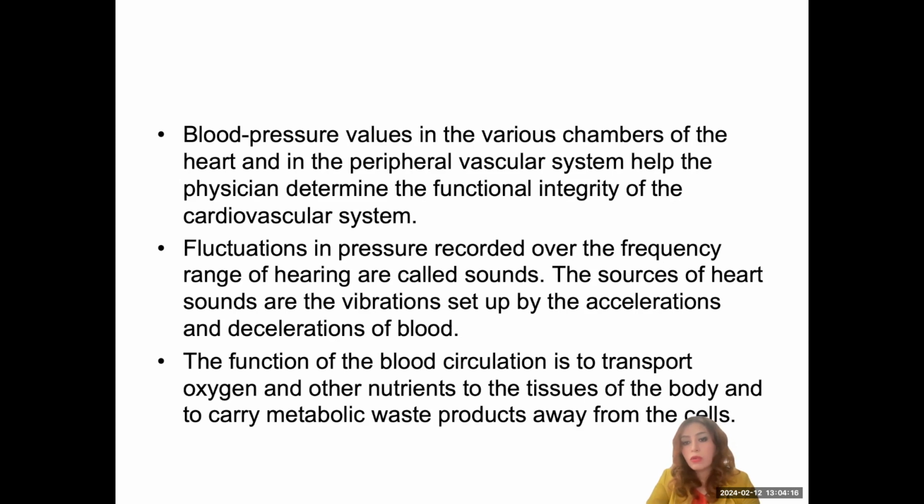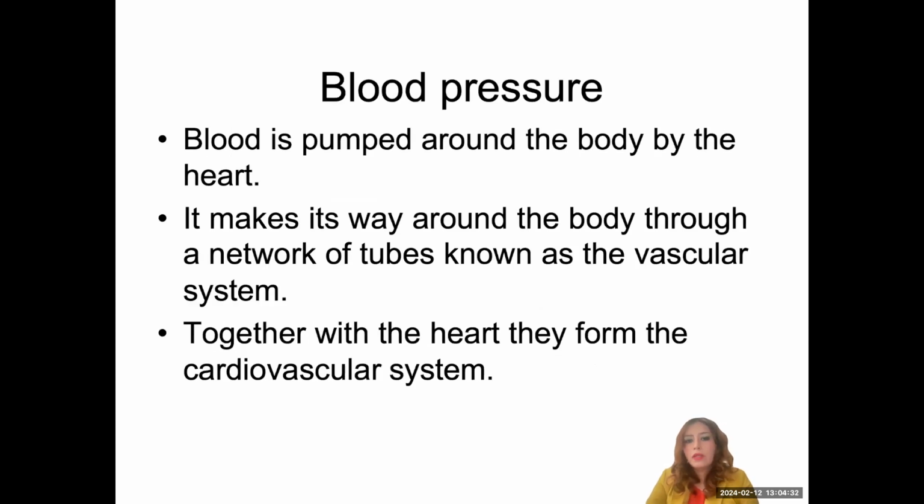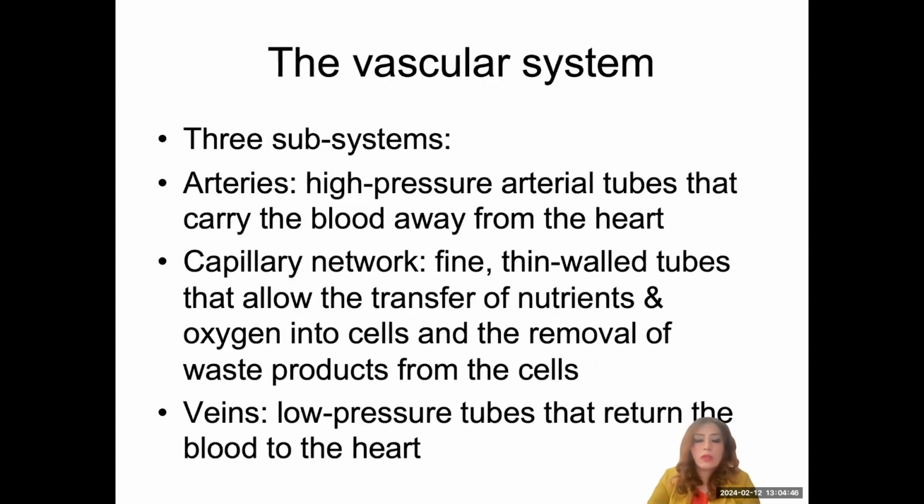The function of blood circulation is to transport oxygen and other nutrients to the tissues of the body and to carry metabolic waste products away from the cells. We know that. Blood is pumped around the body by the heart. It makes its way around the body through a network of tubes known as the vascular system. Together with the heart, they form the cardiovascular system. To remind you, I add that. This part is an introduction.